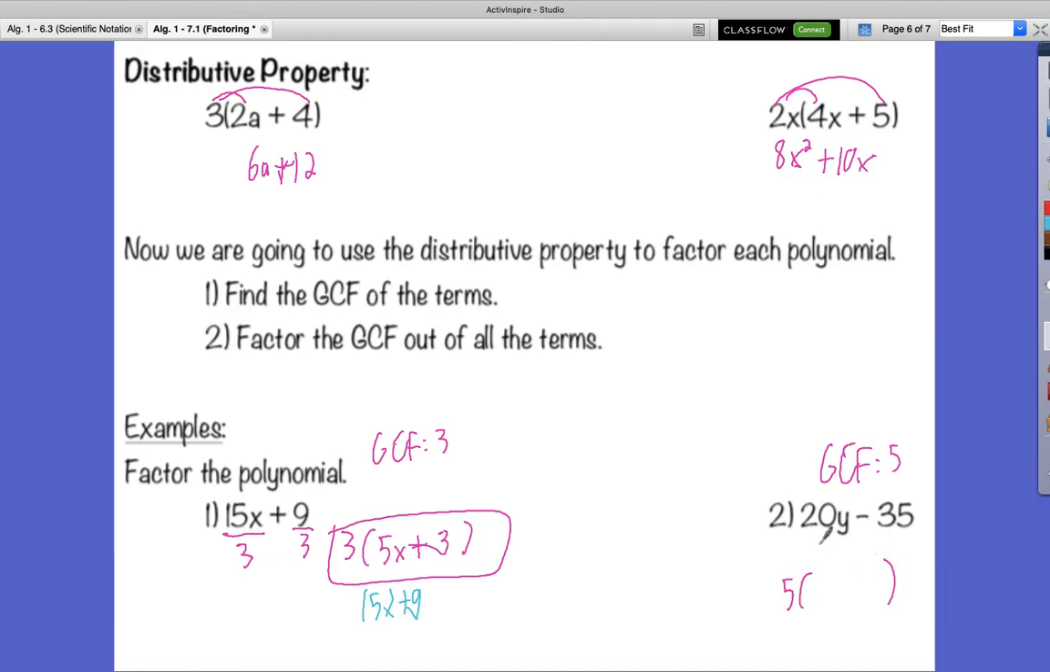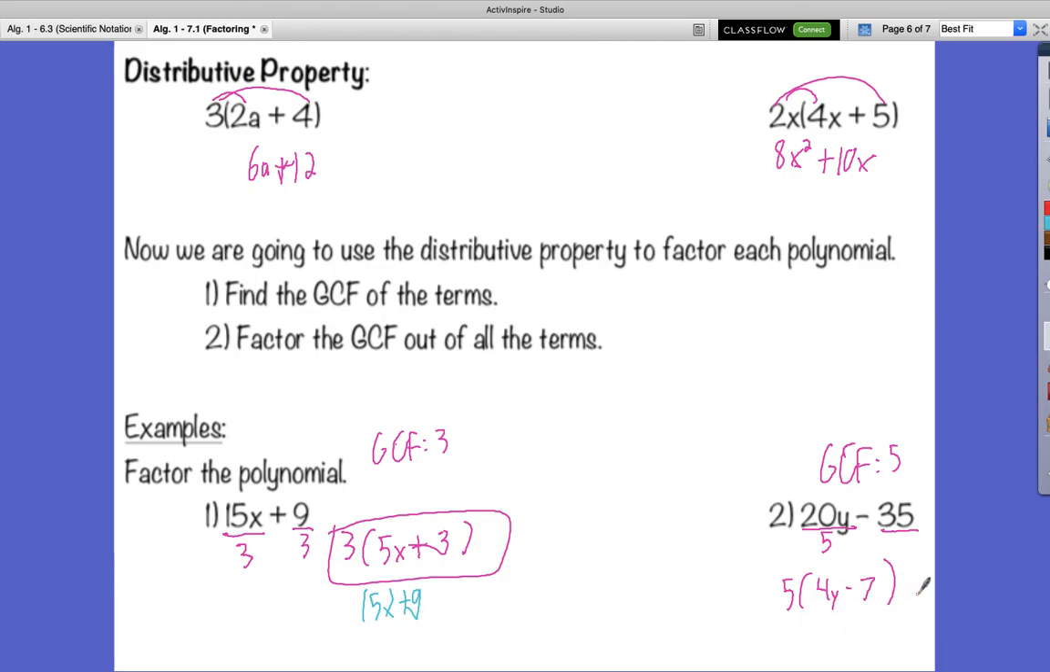Now, we don't actually have to write the GCF 5 every time if we don't want. I'm just writing it now so that we see what's happening. And we don't have to write that this is being divided by 5 every time, but I'm going to write it for now. So what's 20y divided by 5? 4y. What's negative 35 divided by 5? Negative 7. So we have to put minus 7. So 5 times the quantity of 4y minus 7.